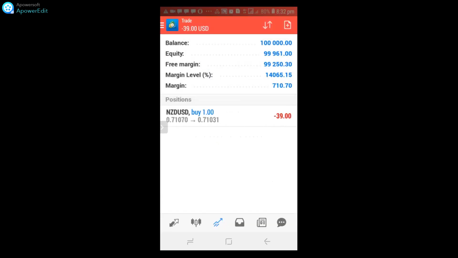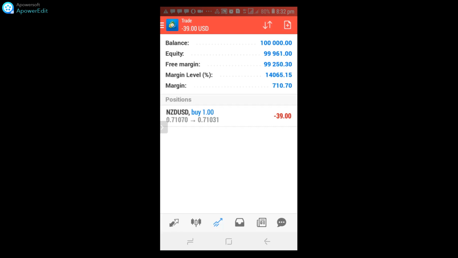Order is open. Once you click on buy, you can see that the trade is running minus 39. So from here, the value you see under NZD-USD, which is 0.71070, is your entry point. That was the point at which you enter the market.